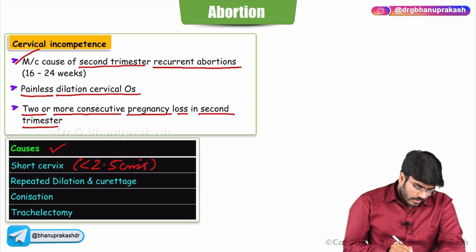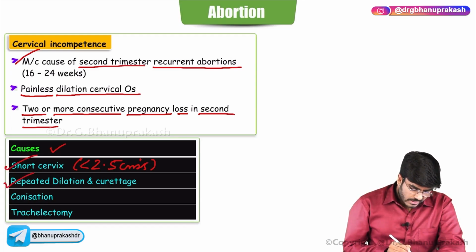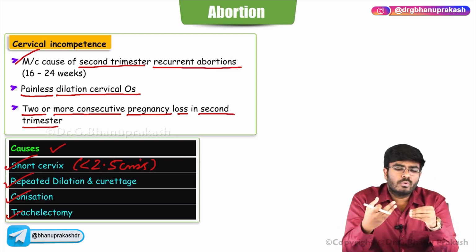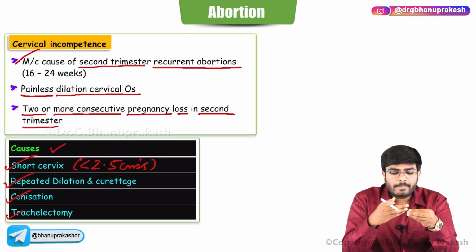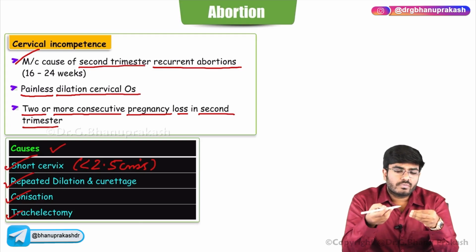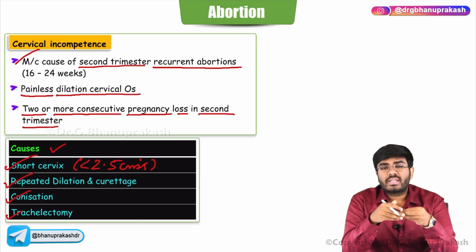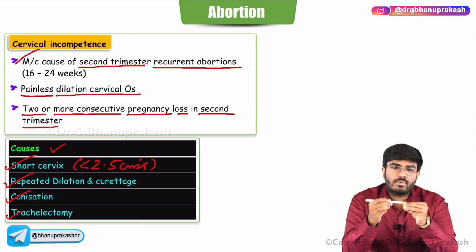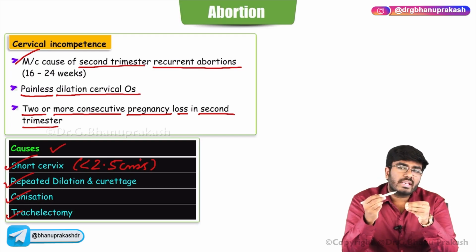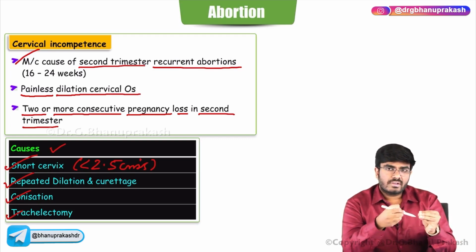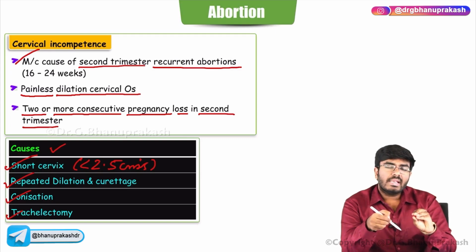Now, short cervix, repeated dilation and curettage, conization and trachelectomy. Conization we usually do for cervical cancer, for the first stage of cervical cancer, or for diagnosis we can do a cone biopsy. Trachelectomy is a surgery where we remove only the cervix. It's a fertility preserving surgery. In the topic of cervical cancer we have discussed the radical trachelectomy. Any surgery done on the cervix is a risk factor for cervical incompetence.